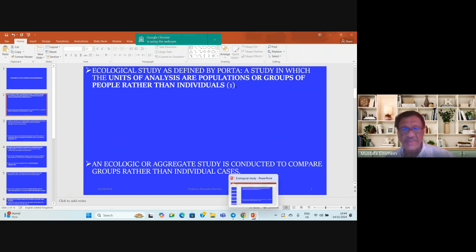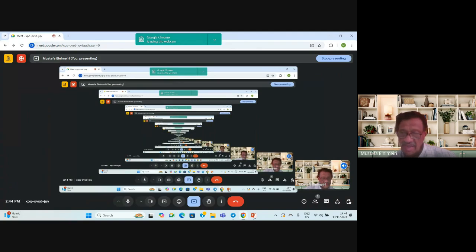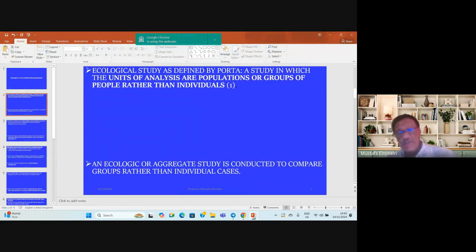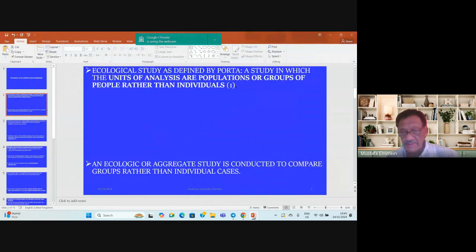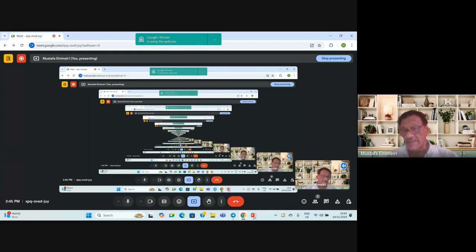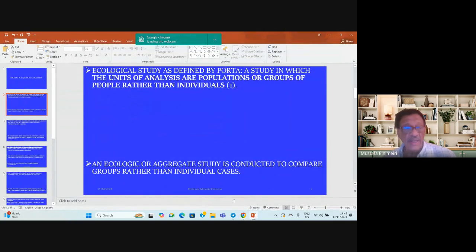rather than individual level. In the sense that we deal with information generated or obtained from groups, maybe at different levels of the health system: from hospitals, from health facilities, from diagnostic centers, etc. An ecological or aggregate study is conducted to compare groups rather than individual cases. And this is compared to other designs, for example, case control study or cohort study, where we usually compare individual cases rather than a group of individuals.